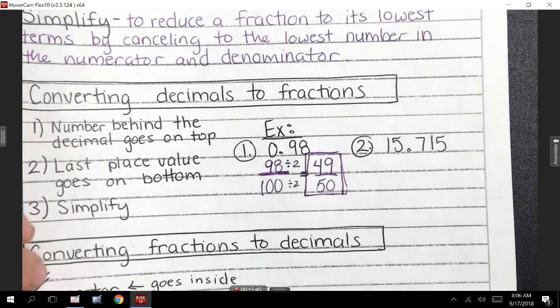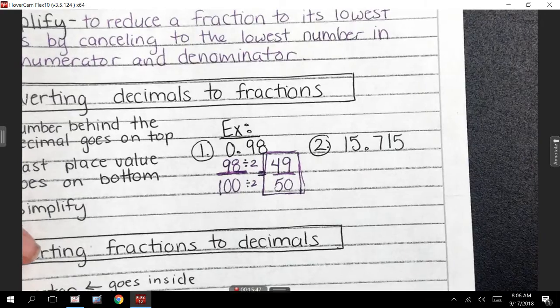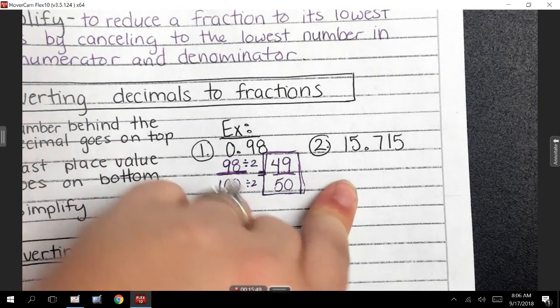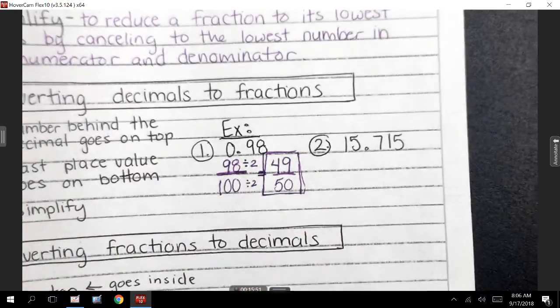All right. Let's look at number 2. Now, number 2, what do you notice is different about number 2? Charlie?